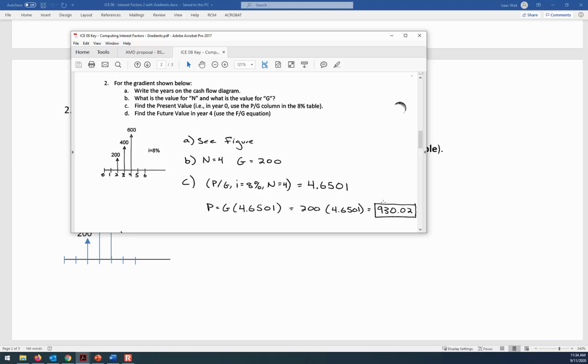The brute force approach would be to find P given F for each of the individual amounts. And if you had done that, you'd end up with 930. It may not be accurate to the nearest penny, but it would be awfully close. All right, now find the future value in year 4.